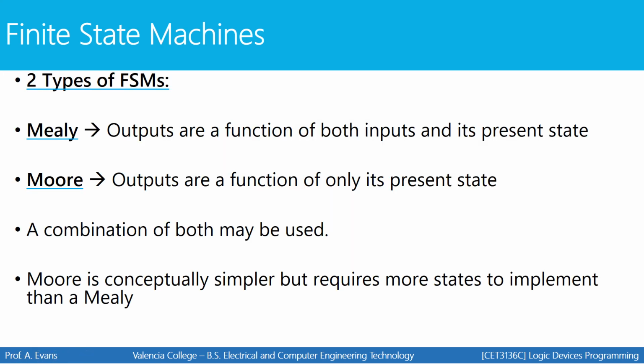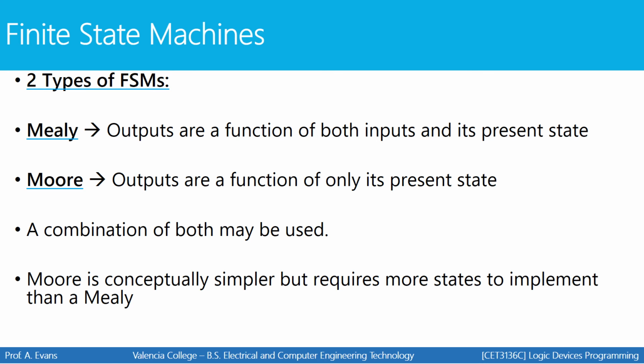So in general, there are 2 types of finite state machines. There's the Mealy machine and the Moore machine. The Mealy machine is a machine where the outputs are a function of both inputs and present state. With the Moore machine, the outputs are only a function of the present state. I'm going to show you some diagrams to hopefully make that a little bit clearer so that you can understand the difference between the 2.